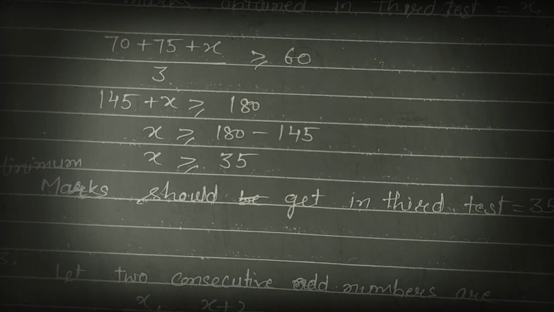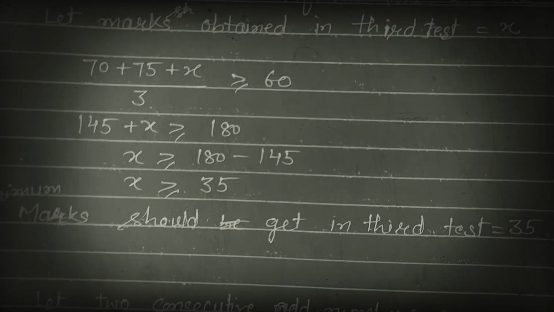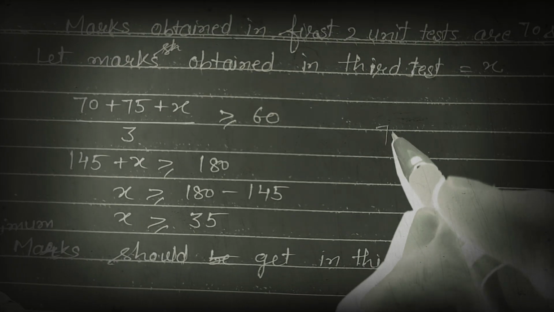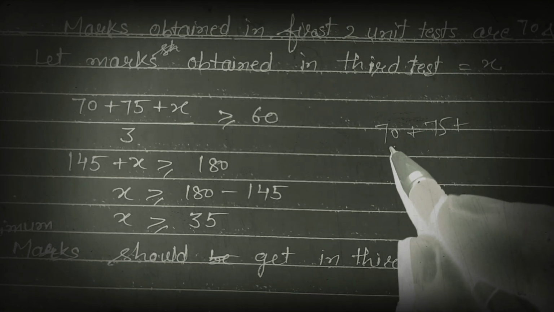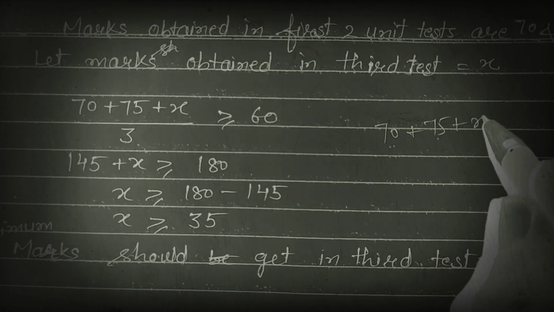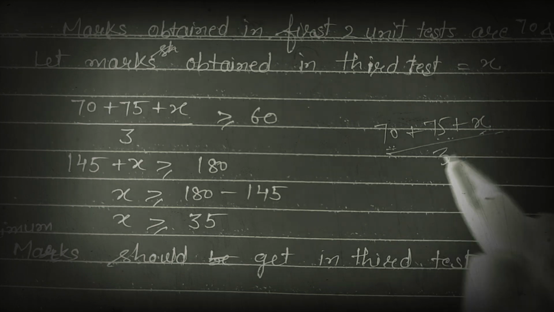You can find the average in questions. Suppose you got 70 marks in the first unit test and 75 in the second unit test. In the third test, how many marks will you get if the average should be 60? Then you will take the average formula. Suppose you get x in the third. Then what is the average? Sum of observations upon number of observations.